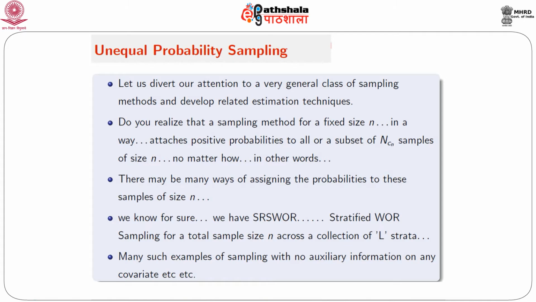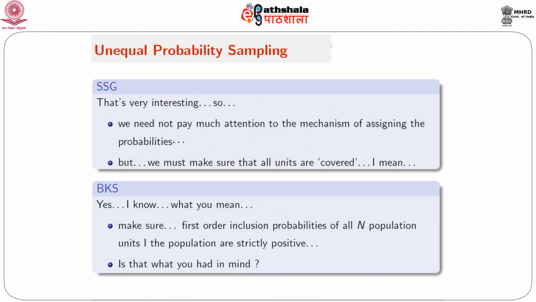We know for sure we have sampling without replacement, stratified sampling without replacement for a total sample size n across L strata, many such examples of sampling with no auxiliary information on any covariate, etc. So there are many sampling designs which attach probabilities to all or a subset of samples if we are talking about a fixed size little n. That's very interesting. So we need not pay much attention to the mechanism of assigning the probabilities, but we must make sure that all units are covered.